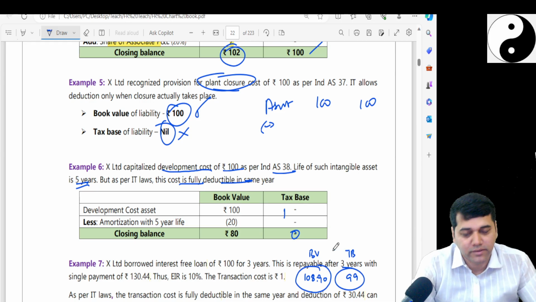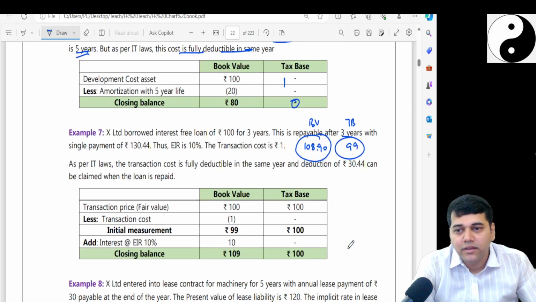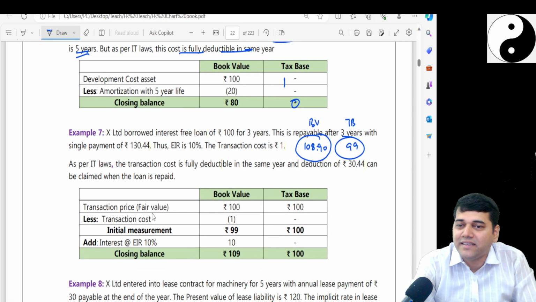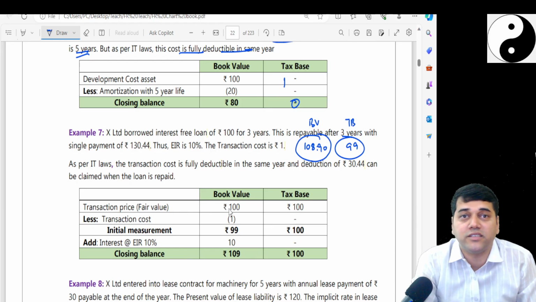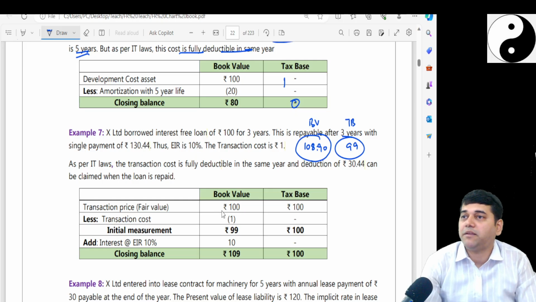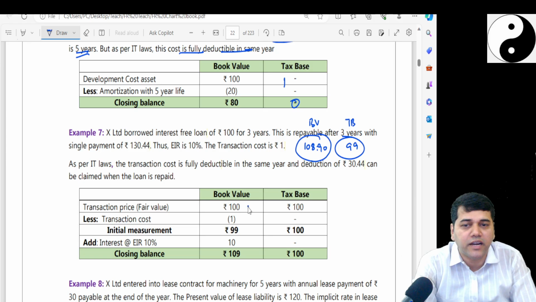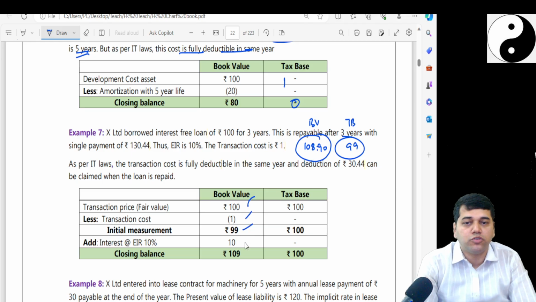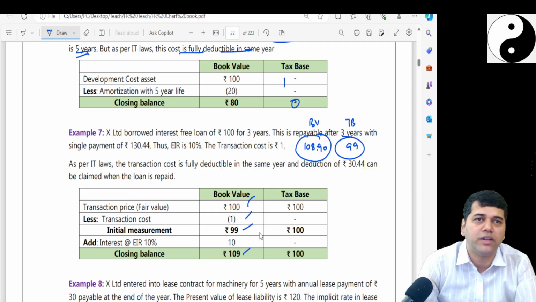Let us check your answers. First thing, when the transaction price is included, is it at fair value or an off-market transaction? Is it at market or off market? At market. So you would have recorded it at 100 rupees only. Then what you did was deduct the transaction cost, you got 99, and you added 10 rupees at 10%, 109. Actually 108.9, I have rounded it off to 109.